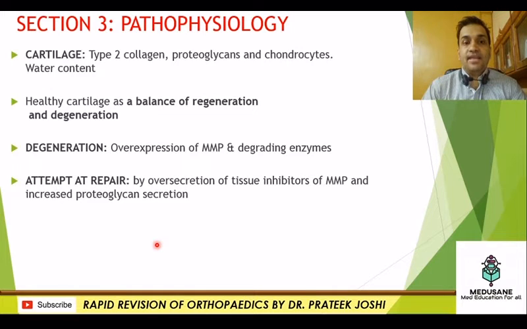and that is by secretion of tissue inhibitors of these matrix metalloproteinases and a reflex increase in the secretion of proteoglycans. And therefore, when this degenerative process of osteoarthritis starts, it begins as a race between the degeneration because of enzymes which goes on and the attempted repair, which is attempting to catch up with the increased rate of degeneration.